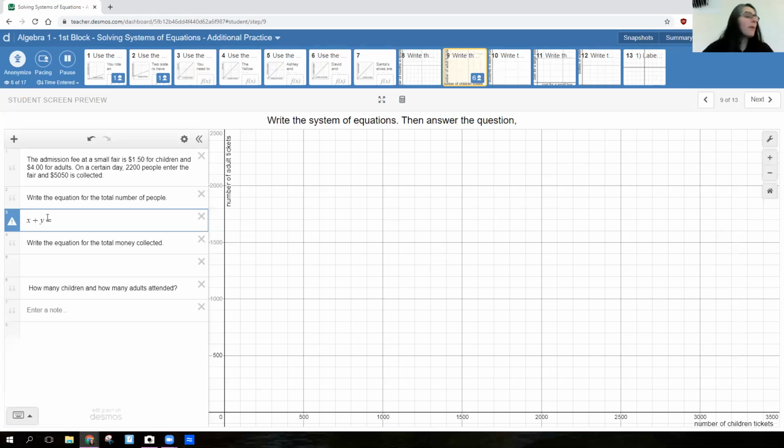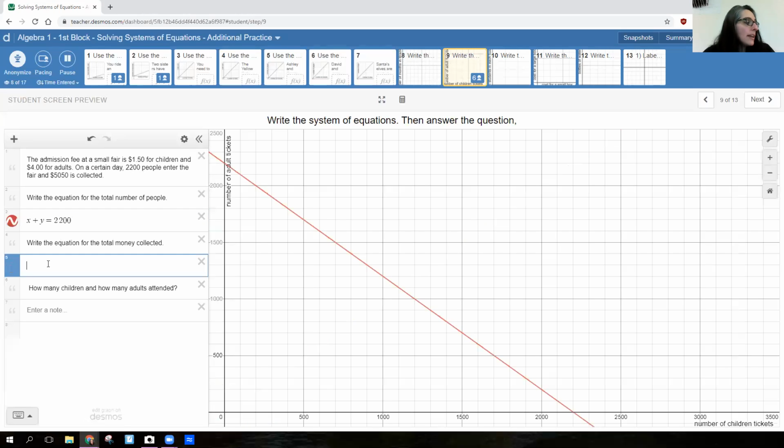So call children X, call adults Y. When you add them together, it's going to be X plus Y equals, so now we got to go back to the problem and find the total number of people that went to the fair. It looks like it was 2,200 people. So that's where you put that number. Okay, so X plus Y equals 2,200.